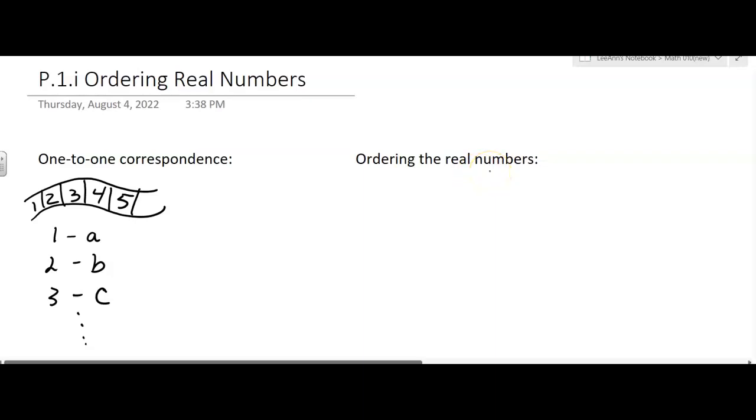Ordering the real numbers. So sometimes we want to know, well, which is bigger? Is 0.6 bigger or smaller than 2/3? And so we have symbols. We have a less than symbol, which looks like this, or the greater than symbol that looks like that. We also have less than or equal to and greater than or equal to. Okay? So, yeah, just remember the alligator eats the bigger number.